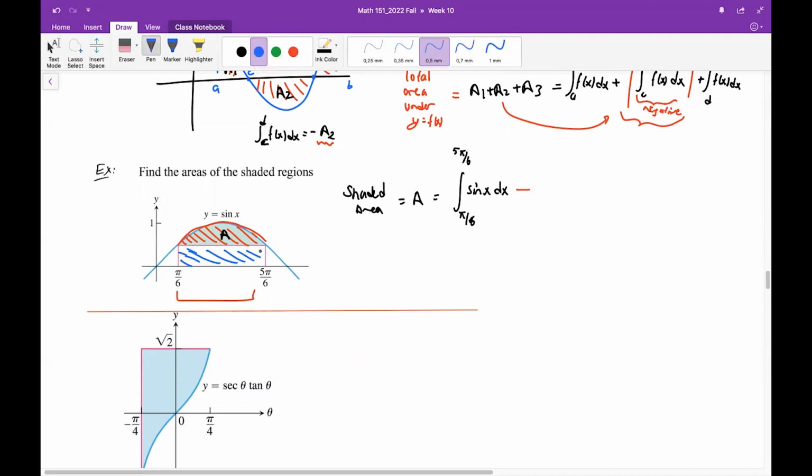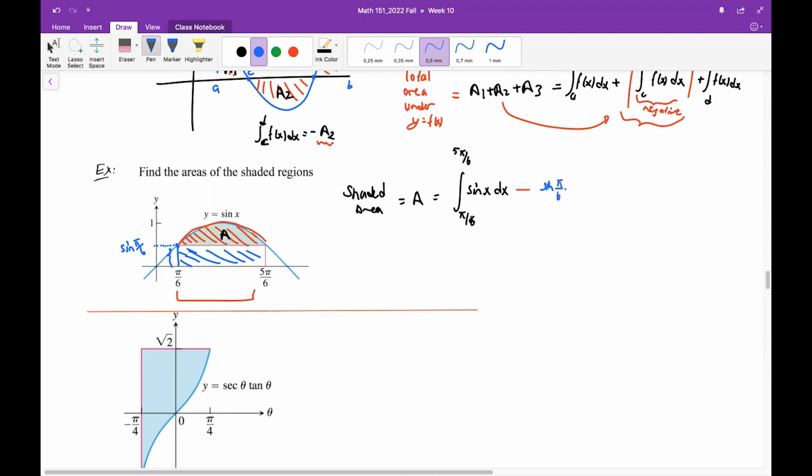So how do you compute the area of the rectangle? Height times the base, right? What is the height of it? It can be evaluated by this curve. So pi over 6 is the x point. So this point is sine pi over 6. So this is the height.